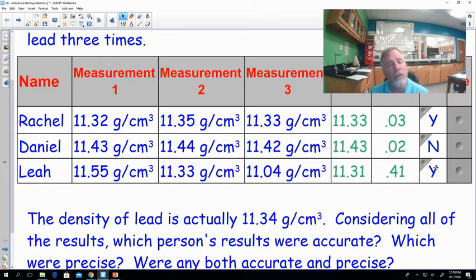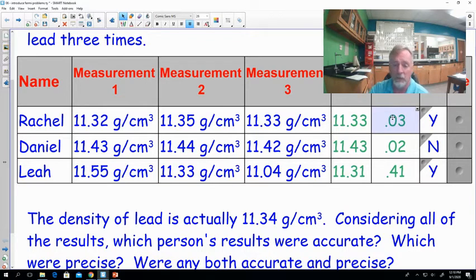Well, precision. I want you to take a look at the spread of measurements. So look at that biggest measurement and look at the smallest measurement. For Rachel, our biggest measurement here is the 11.35, right? And we're going to subtract the smallest one, 11.32. We have a spread here of 0.03 grams per cubic centimeter.